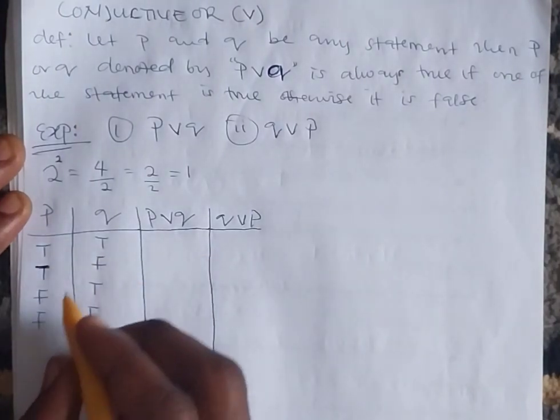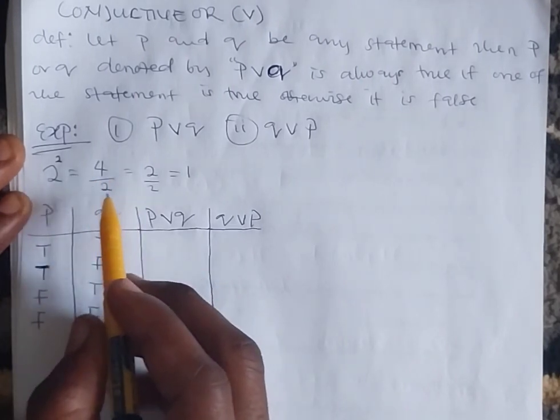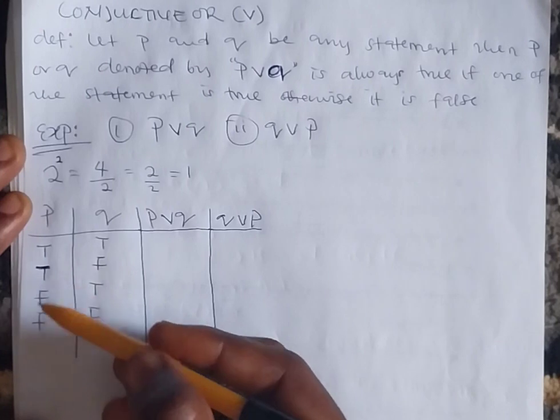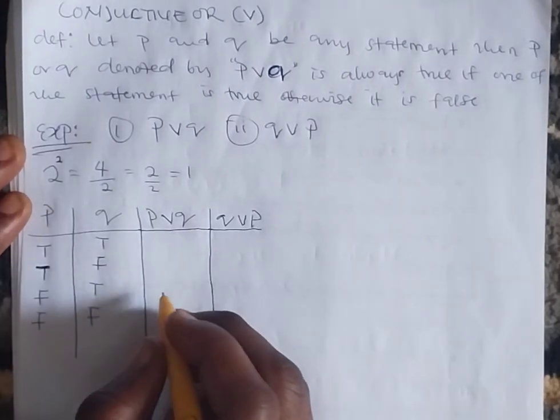If you're having three statements, you're going to have 8 divided by 2, which is 4. Then you're going to have 4 true, 4 false. You understand? Let's continue.